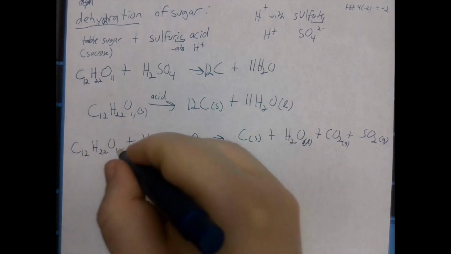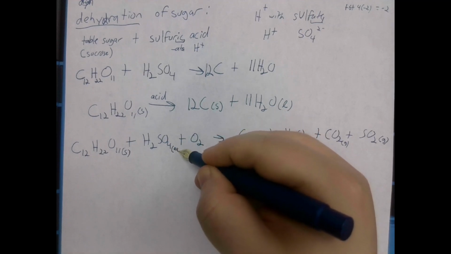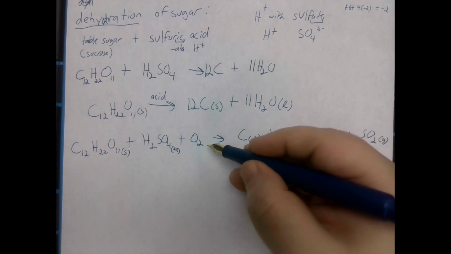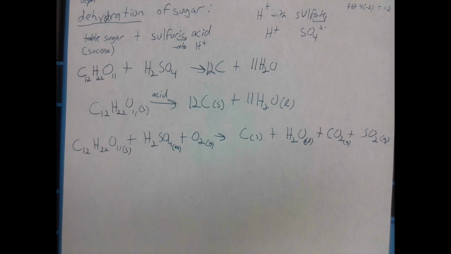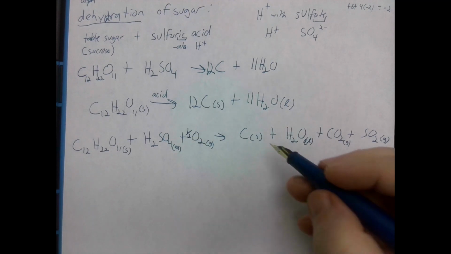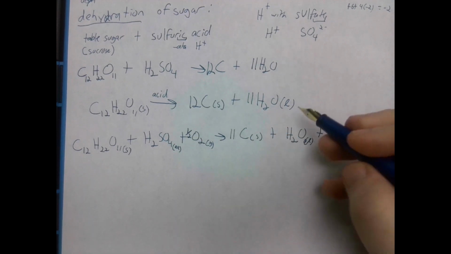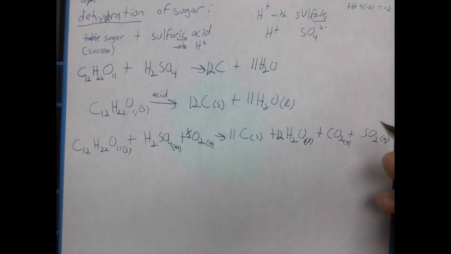So even though sugar can dissolve in water, it's considered a solid because it doesn't dissociate in ions. An acid is always aqueous. O2 is a gas. And this is going to be a very weird notation. I'm going to put half right here. And that's balanced.